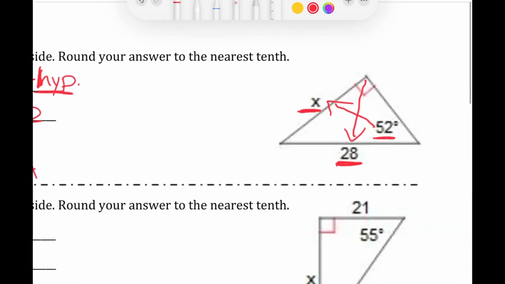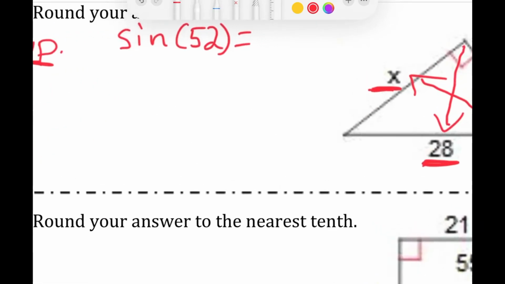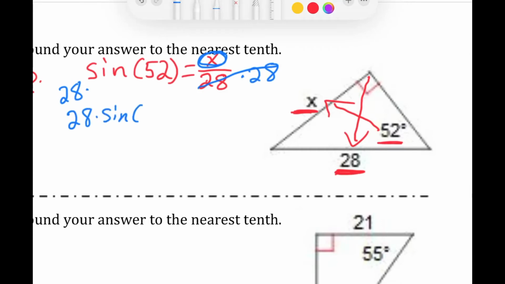So we're going to set this up. We have sine of our angle equals our opposite comes first, because I'm saying O comes first. So our opposite side is x over hypotenuse, which is 28. Now we want to get x by itself. So to move that division of 28 away from the x, we're going to multiply by 28 on both sides. Cancels out. We're left with 28 times sine of 52 equals x.